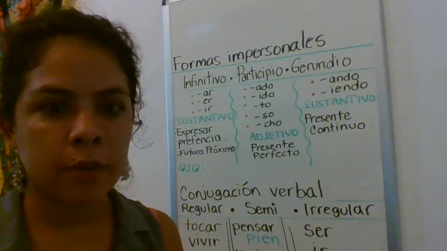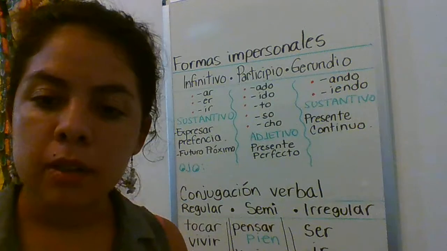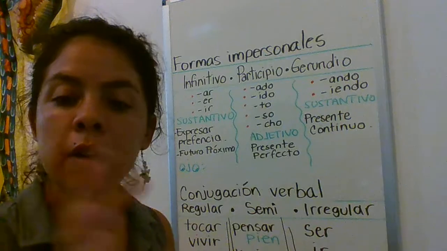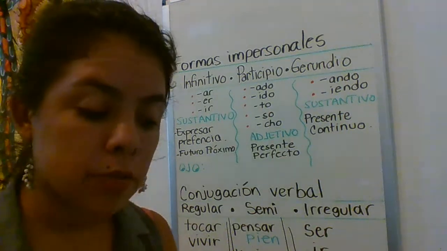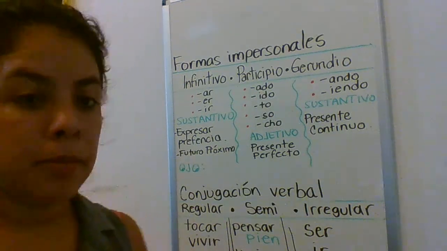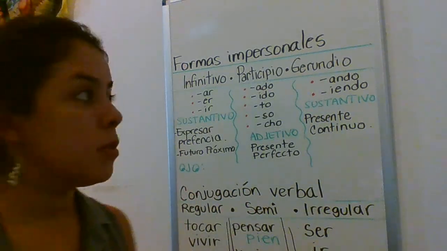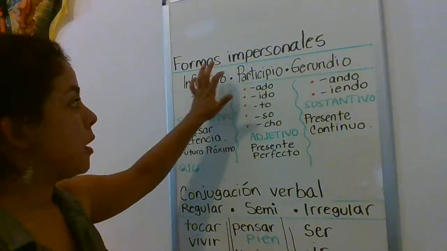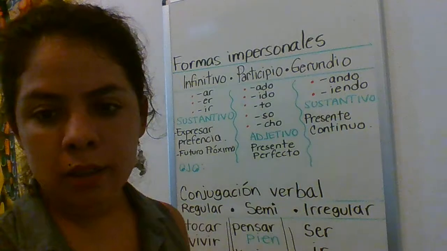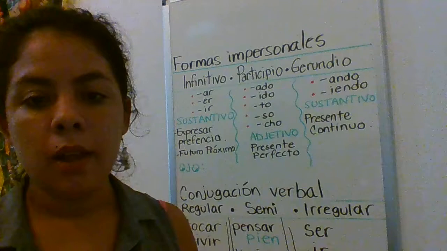We say a verb is in a personal form when it's conjugated, because that means someone is doing the action. When a verb is in an impersonal form, it means that nobody is doing the action. So, for example, we have three types of impersonal forms: infinitivo, participio, and gerundio. All three exist in English, and I will explain which would be the translations to English.